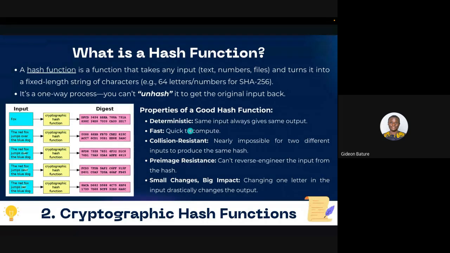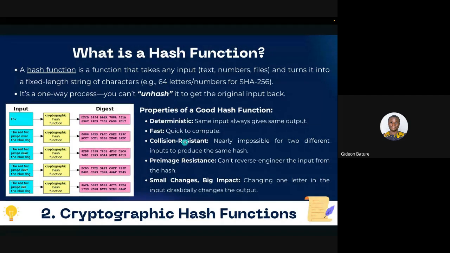So number one, deterministic. When they say deterministic, it simply means if you call the function 1,000 times with the same input, those 1,000 times, it should give you the same output. The output should not change. It should be the same, no matter the number of times you call that function with that same input.